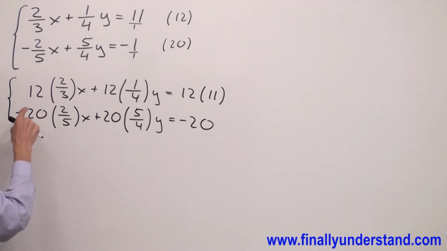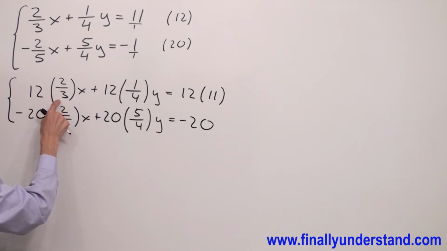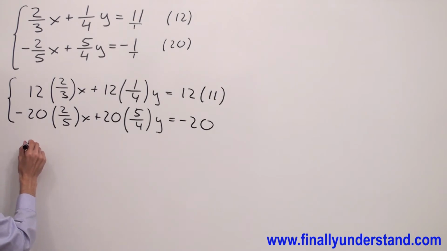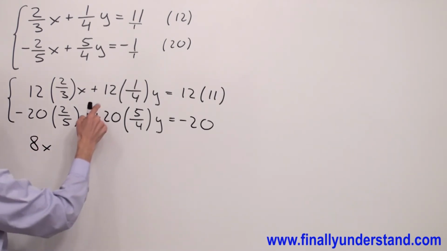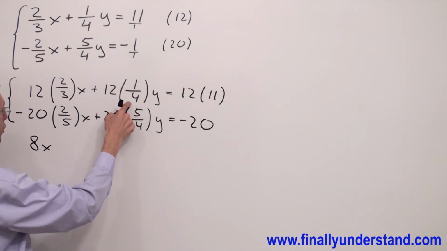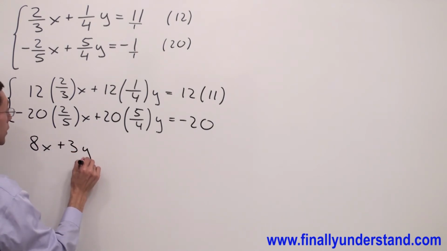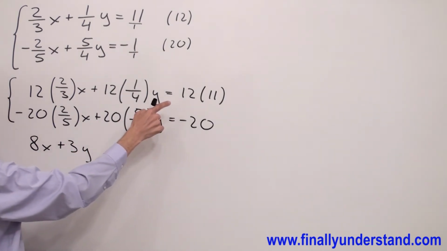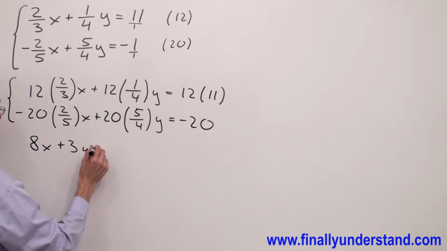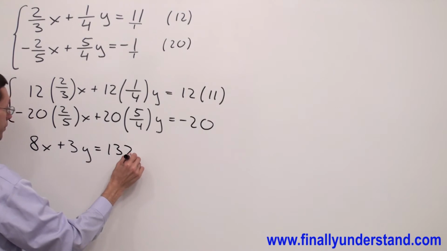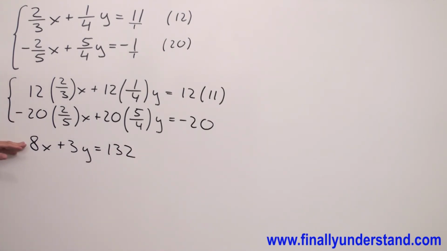Now we have 12 divided by 3 is equal 4. 4 times 2 is equal 8x. 12 divided by 4 is equal 3. 3 times 1 is equal 3y. 12 times 11 is equal 132. See? The first equation we simplified to this form. Compare the original one with this one. This one looks much simpler. So let's take a look at the second one.